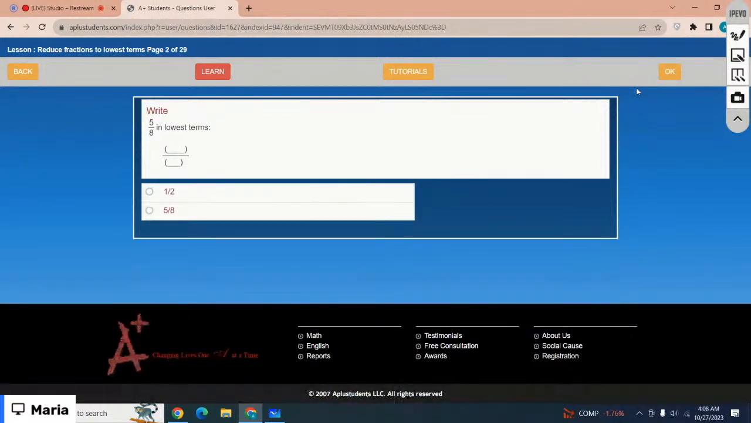5 by 8 in lowest term, which is the correct option? How do you write 5 by 8 in lowest term? You have to look for the greatest common factor. That would be 1. That would be 5 by 8, because the only common factor between 5 and 8 is 1.